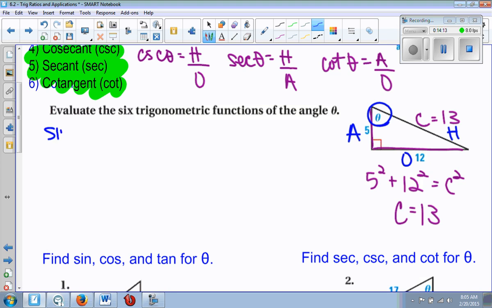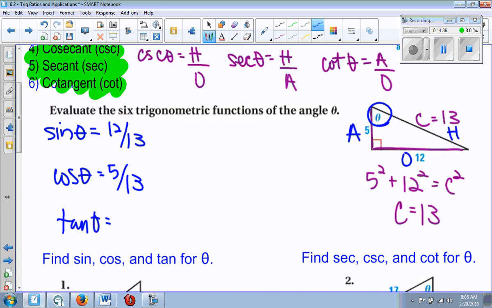And all we're going to do is say sine theta equals this fraction, cosine theta equals this fraction, tan theta equals this fraction. So sine is always opposite over hypotenuse. So in this case, the opposite and hypotenuse are 12 and 13. So sine theta is 12 over 13. Cosine is always adjacent over hypotenuse. So adjacent and hypotenuse are 5 and 13. So 5 over 13. Tangent is always opposite over adjacent. So opposite and adjacent in this case are 12 and 5. So tan theta is 12 over 5.